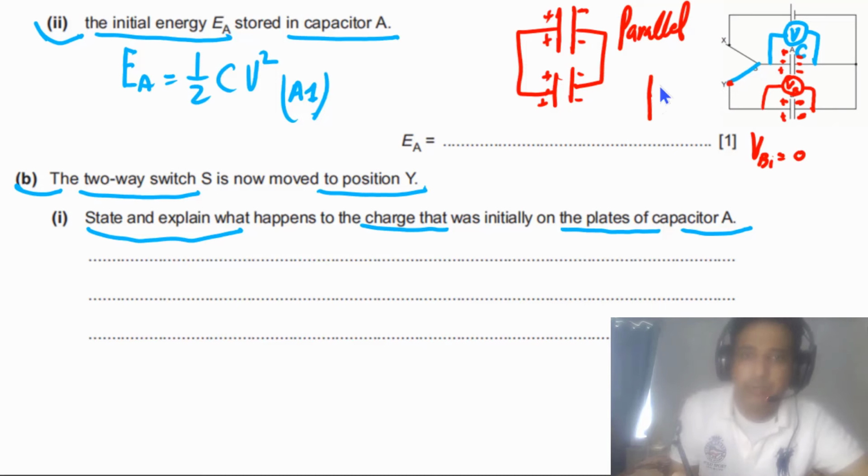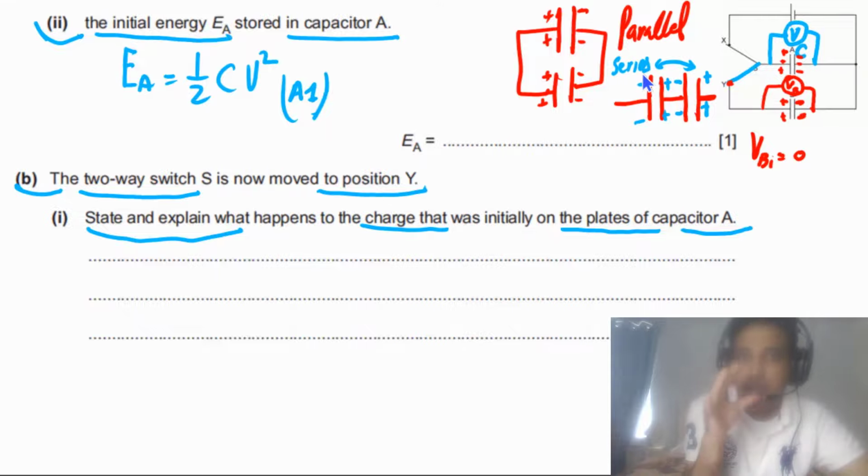And if we have an arrangement like this, let's say we have one capacitor here and another capacitor here, these capacitors are in series. Why are they in series? Because if this plate is positive, this plate will be negative, this plate will be positive, this plate will be negative. So positive is connected with negative, which means they are connected in series. This is how you can differentiate between capacitors in parallel and in series.